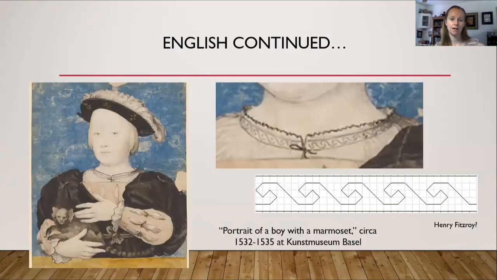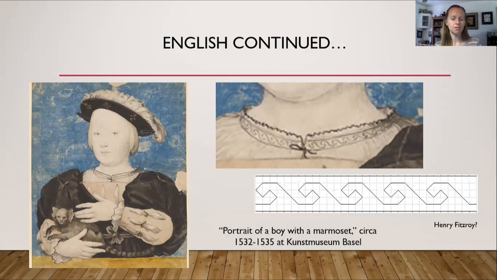This was done by a German painter, Hans Holbein the Younger. But I've included it with the English paintings because even though the painting is labeled as Portrait of a Boy with a Marmoset, it's labeled as being from about 1532 to 1535. It's located at the Kunstmuseum.